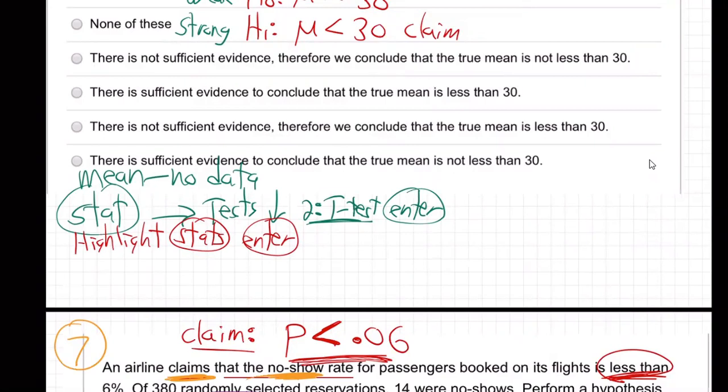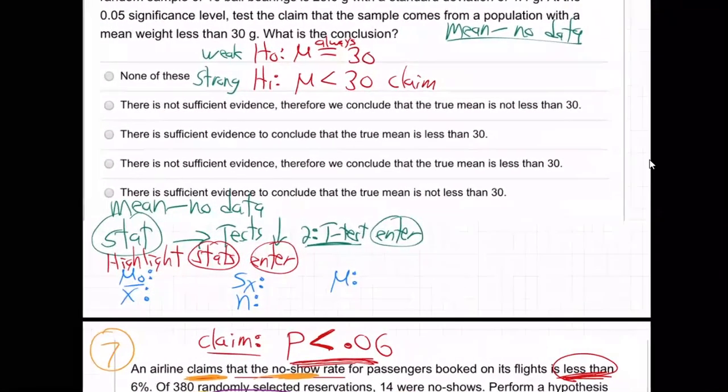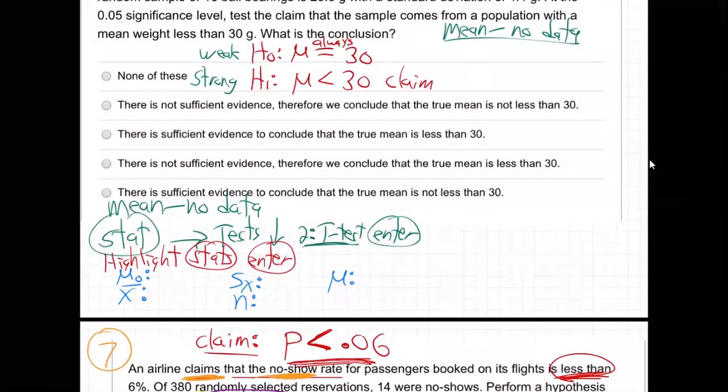And then you'll get your options. And so I'm getting U sub 0, X bar, S sub X, n, and then the U, whether they want greater or less, not equal. All right, so here we go. So U0, you know the U0 always comes from the H0, doesn't it? 30. That little sub 0 reminds you to go back to the number next to H0, 30.